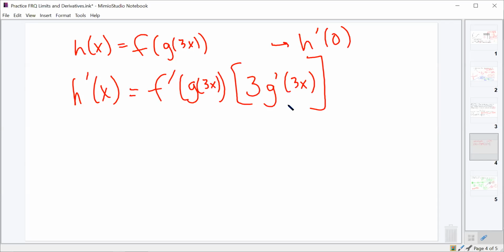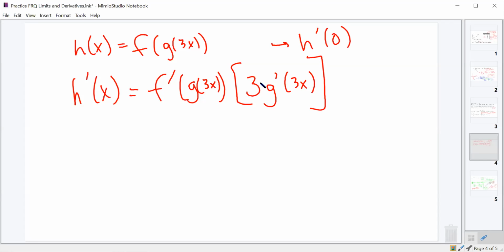And that 3 comes from, this is like g of v with v equal to 3x. So we take the derivative of the g prime of that 3x, and multiply by the derivative of 3x. So it's a chain rule within a chain rule, even though we're not even given a single function to look at. Does that make sense?